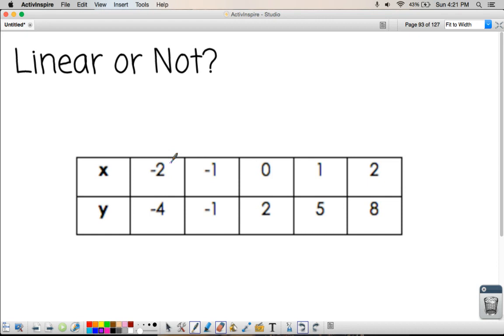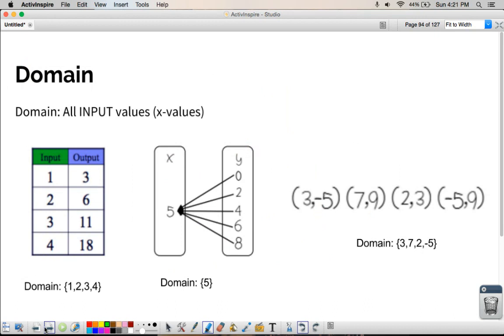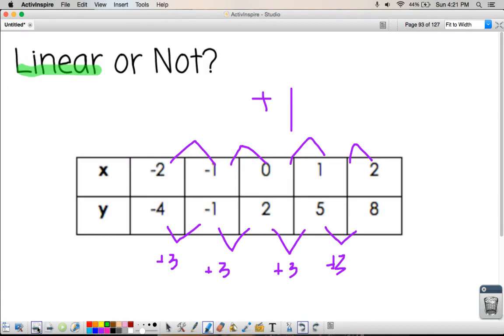If I look across the top, from each x to the other, it's +1. At the bottom, I have -4 to -1, I add 3. -1 to 2, I add 3. 2 to 5, I add 3. 5 to 8, I add 3. So my x's are the same, my y's are the same. So this is linear. All right, so we'll stop there for this video. So this is linear and nonlinear.